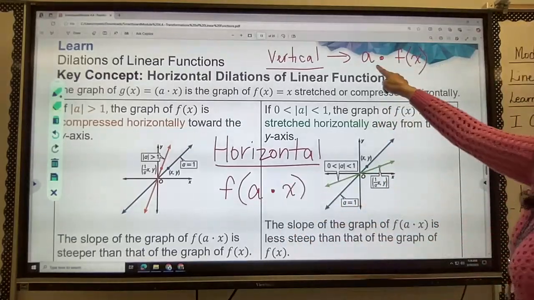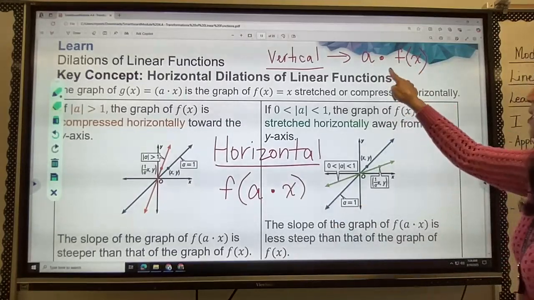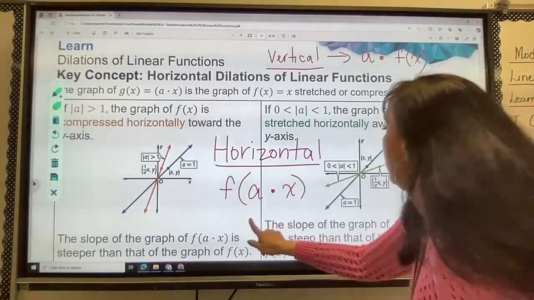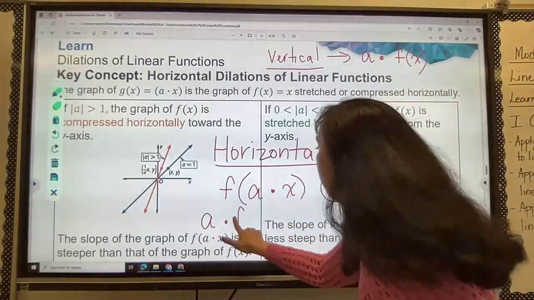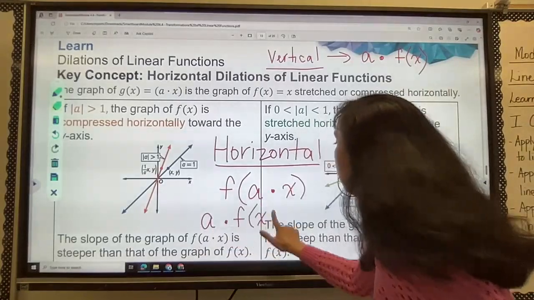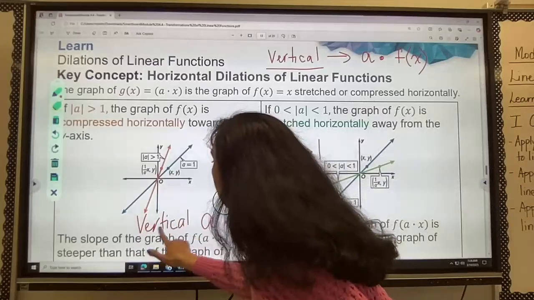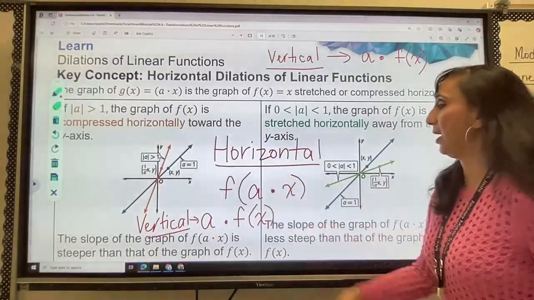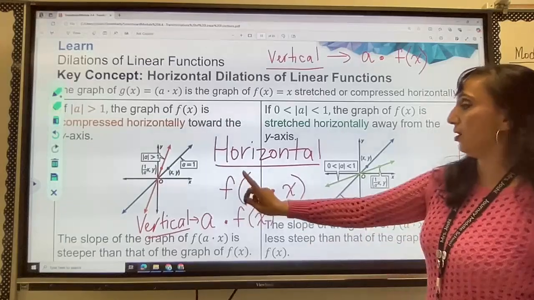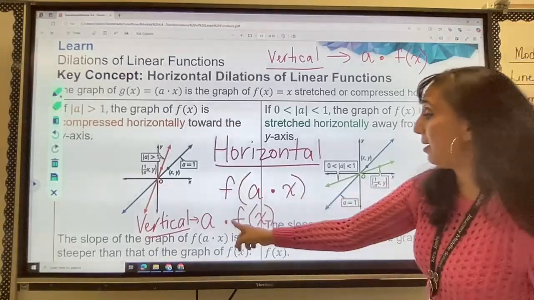So look at the difference between the two. Once again, vertical is a times f of x. This is vertical dilation. And this is horizontal, where that grouping has happened first. So the function f of a times x is horizontal, and this one, a times f of x, is vertical.